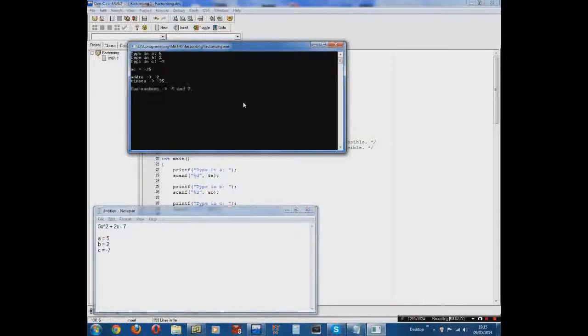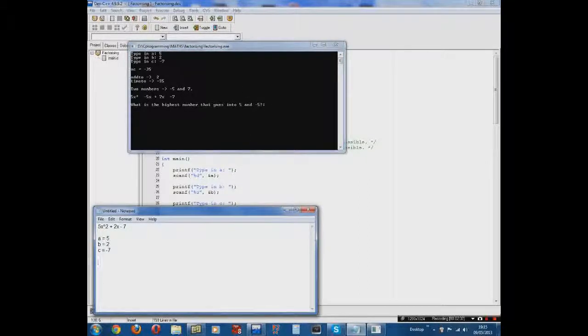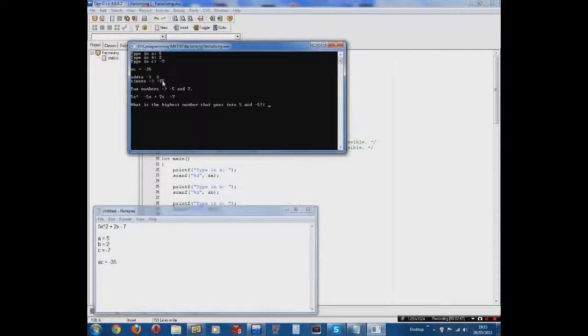Let's say 5, 2, and -7. Now, let's go over this. So AC is basically A times C, so in here that would be -35. And what it does is find two numbers which add to make this and times to make this. You remember that from my last program? Well, yeah, I copied that straight from the previous program, but unlike the previous program, this one also deals with negatives, as you can see here. Now it can work out -5 and 7. With the previous program, it couldn't do that.